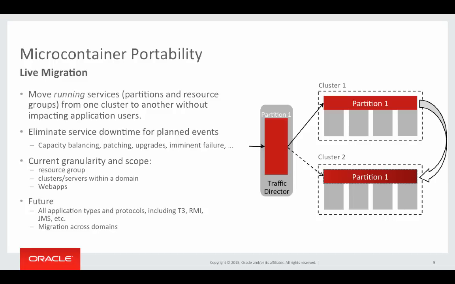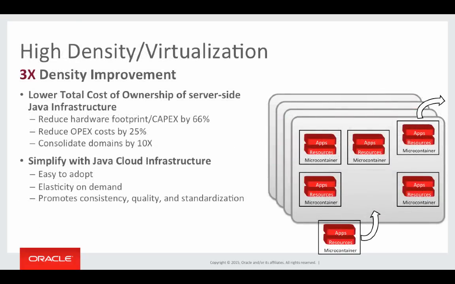So this is targeted mostly at web apps. If you're using things like RMI to get to a different application, this really isn't the right scenario for that yet. That's on our roadmap. So next release, we're planning to support all application types, and eventually we'll be able to migrate across domains. So right now this is within a single domain from cluster to cluster. We'd eventually want to be able to move from domain to domain, site to site. So good stuff around portability. Lots of flexibility.